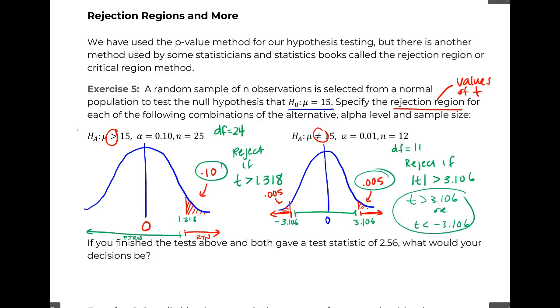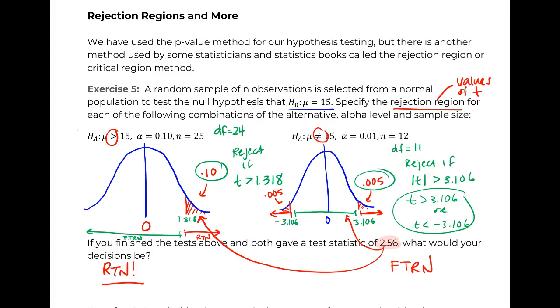So the question then: what if we had a test statistic of 2.56? How would we decide? In the first question, 2.56 would fall into our rejection region, so in example 1, we would reject the null. But for example 2, it would fall here into our fail to reject the null region. So that's how rejection regions work, in case you're ever dealing with those instead.